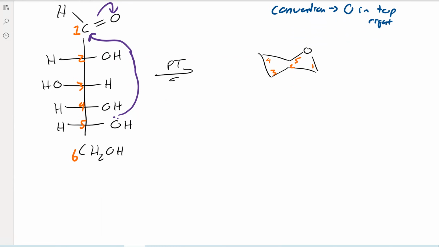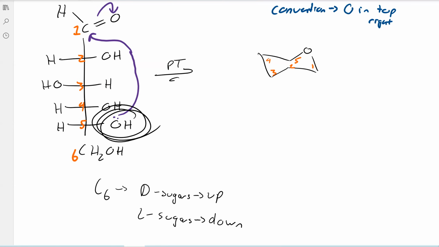And so what carbon number 6 does depends on what kind of sugar you have. For the D sugars, carbon number 6 will be pointing up. For the L sugars, carbon number 6 will be pointing down, right? We've got a D sugar because this OH is on the right side. So we're going to have carbon number 6 point up. And so if we insert carbon number 6 in our structure, pointing up is in this way.